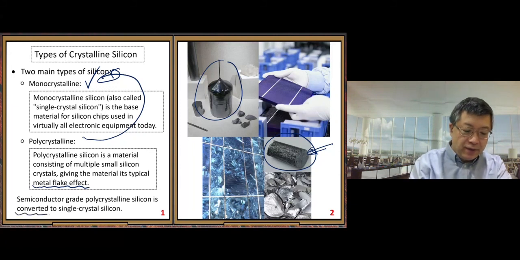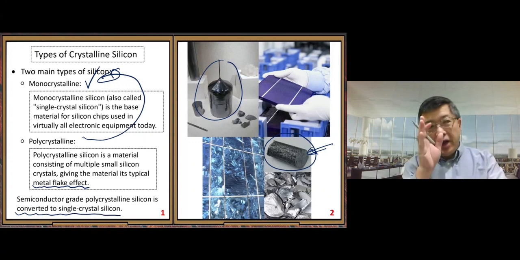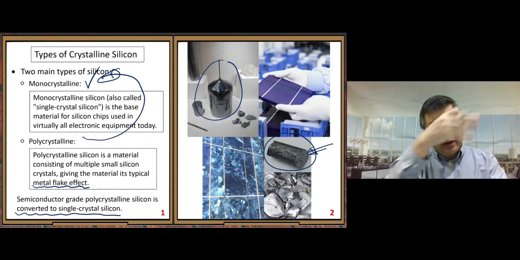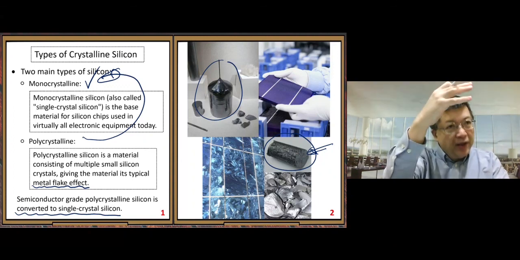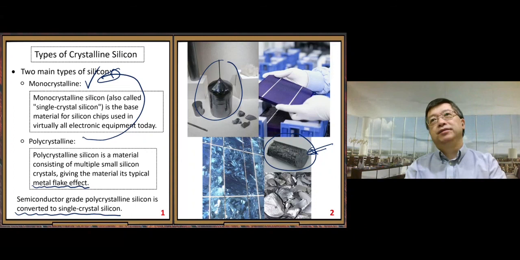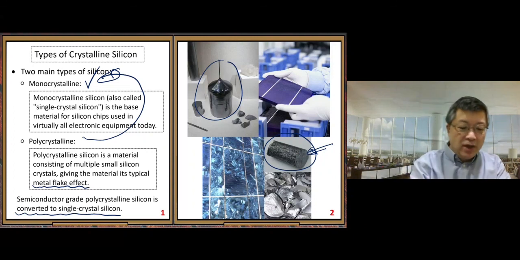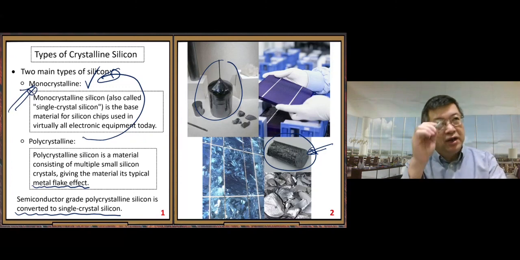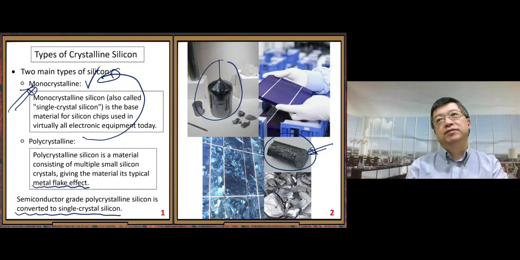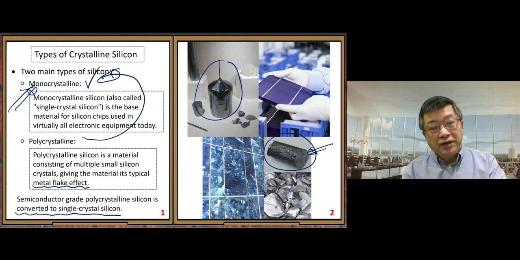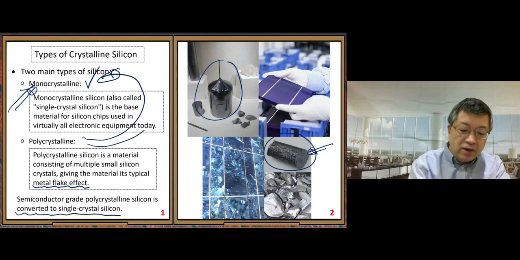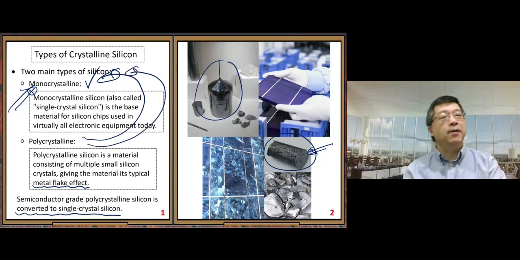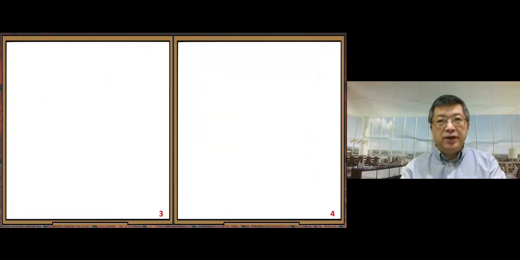You need to convert it, so you need to spend some more money to do the conversion. That means the cost to get monocrystalline silicon is more expensive, because after you get polycrystalline silicon, you still need to do the conversion. Okay? All right.